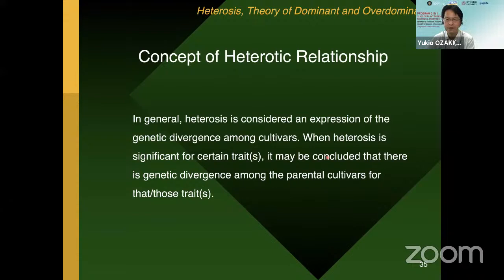Genetic diversity in the germplasm used in a breeding program affects the potential genetic gain that can be achieved through selection. The most costly and time-consuming phase in a hybrid program is the identification of parental lines that would produce superior hybrids when crossed. Hybrid production exploits the phenomenon of heterosis, as already indicated. Genetic distance between parents plays a role in heterosis. In general, heterosis is considered an expression of the genetic divergence among cultivars. When heterosis is significant for certain traits, it may be concluded that there is genetic divergence among the parental cultivars for those traits.